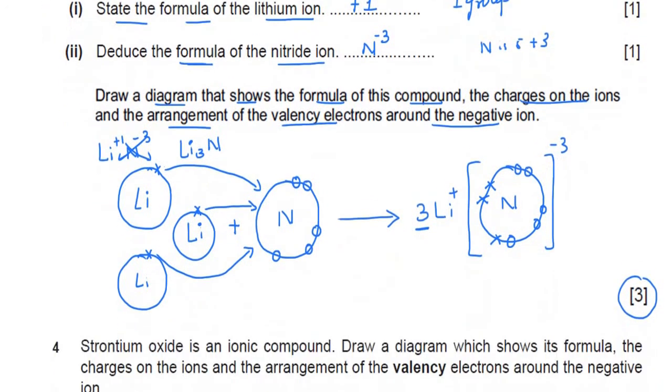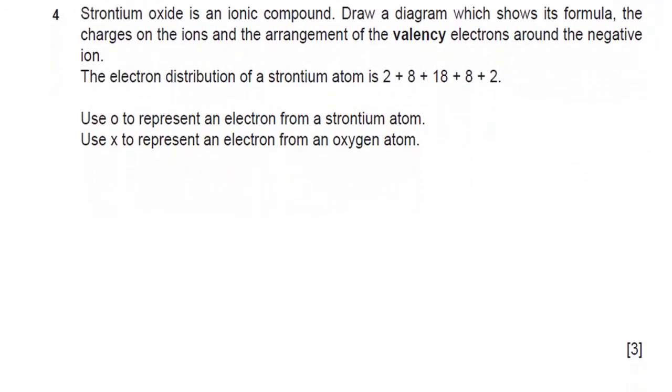Let's start with the fourth question of this topic, which says, strontium oxide is an ionic compound. Draw a diagram which shows its formula, the charges on the ions, and again the arrangement of valency electrons around the negative ion. The electronic distribution of the strontium atom is 2, 8, 18, 8, 2, which shows that it can lose these 2 electrons from the outer shell.